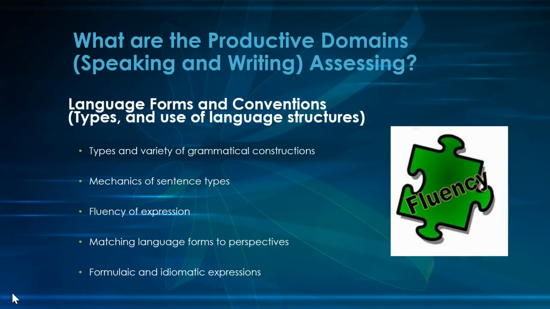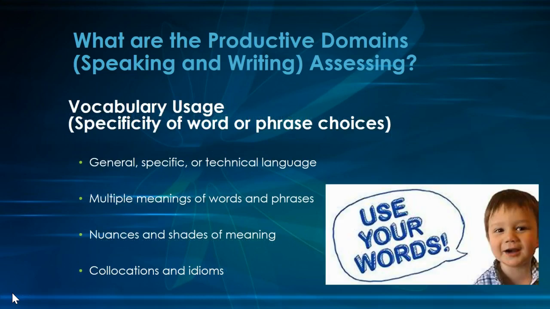We look at language forms and conventions for the way we use our language structures, and we're looking to see what does their fluency of expression sound like? Also, are we matching our language forms to the perspective or to the type of text that we are responding to? When we talk about vocabulary usage, are we using that general, specific, or technical language? And are students thinking about multiple meanings and shades of meanings?